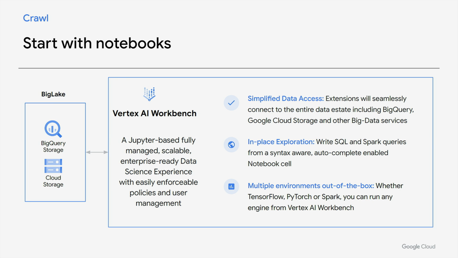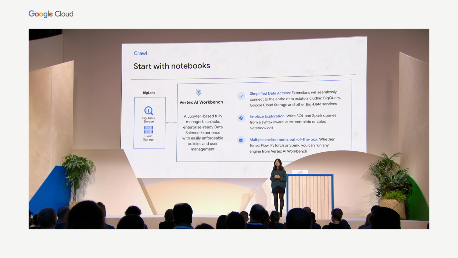So we see with our users that they could get to production ML models faster with Vertex AI Workbench compared to traditional Jupyter notebooks. And this is the case because we've added extensions to simplify data access. So you can seamlessly and out of the box connect to your data source in BigQuery, Google Cloud Storage, and other data sources. We also support in-place data exploration with SQL and Spark queries from a syntax-aware, autocomplete-enabled notebook cell.